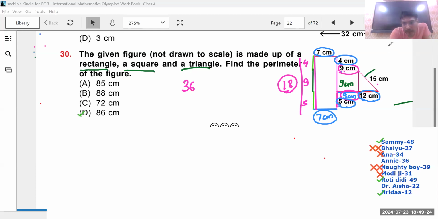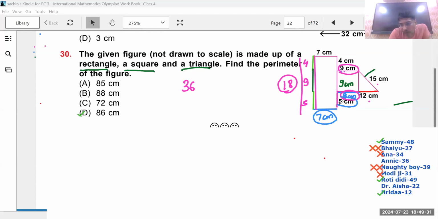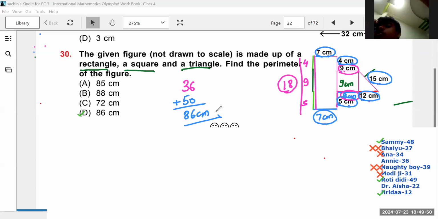So let's count it. So 7 plus 5 I got 12. 12 plus 12 I got 24. And 24 plus 4 I got 28. 28 plus 7 is 35. 35 plus 15 is 50. No, I did not miss anything. It is 86 centimeters. Got it.